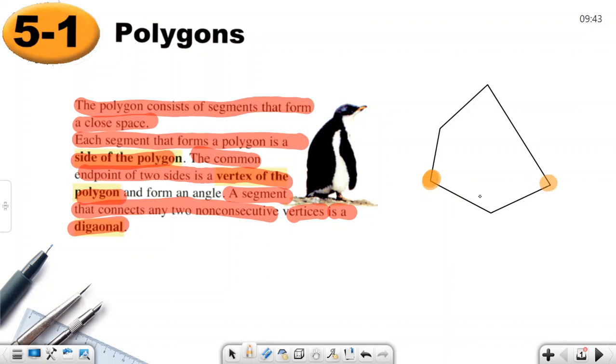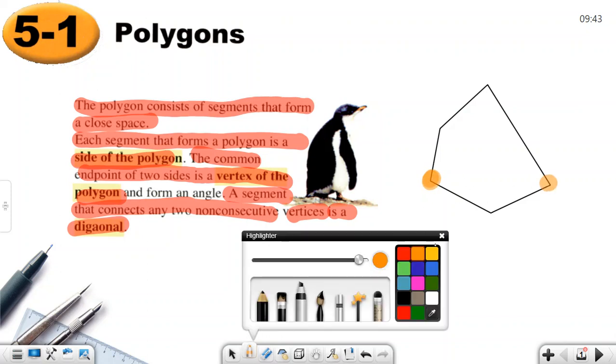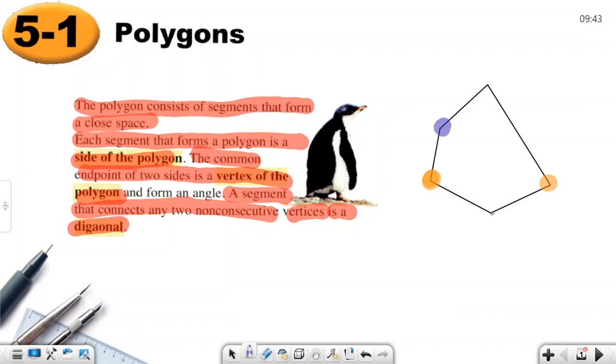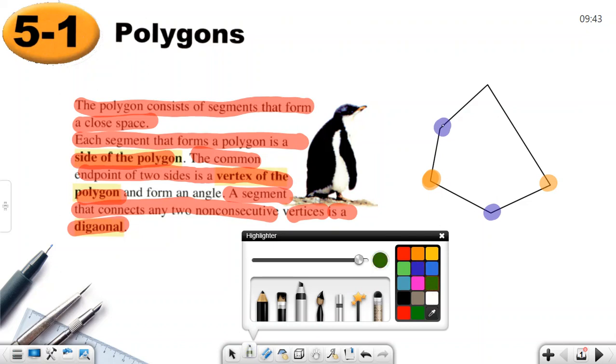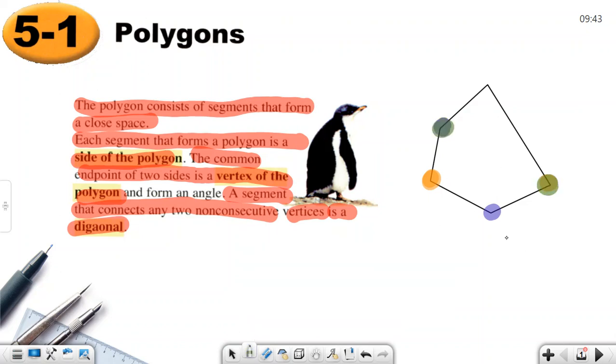This point and this point, for example. Or let's use a blue color. This point and this point. Or let's use a green one. This point and this point. These are non-consecutive. So if you connect non-consecutive vertices, as you see, these are the diagonals. Diagonals are not sides, they are inside the convex polygon. So they connect the vertices. Let's continue from here. Let's erase that part.